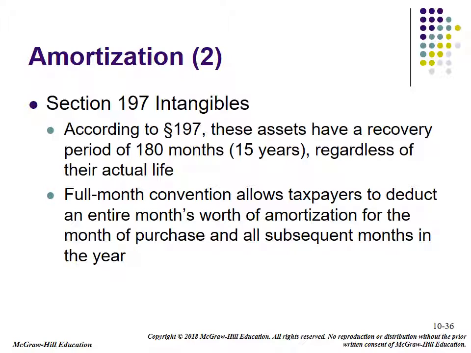Section 197 assets have a recovery period of 15 years, regardless of how long their actual life is. So you will expense them or deduct them over 15 years. A full month convention allows taxpayers to deduct an entire month's worth of amortization for the month of purchase and all subsequent months, and you use straight line, no salvage value. Very straightforward.